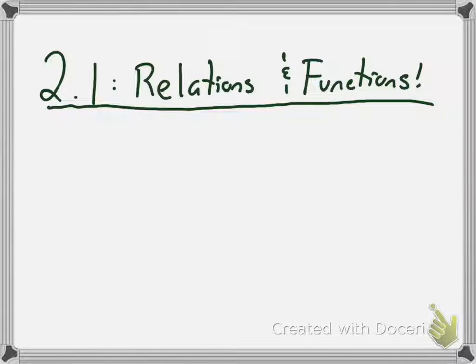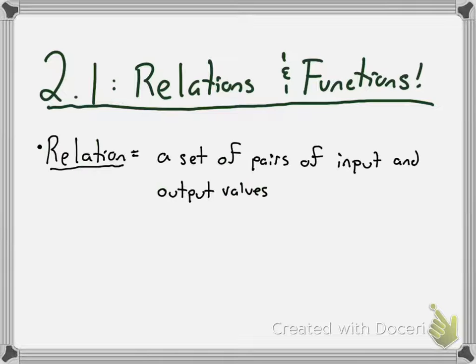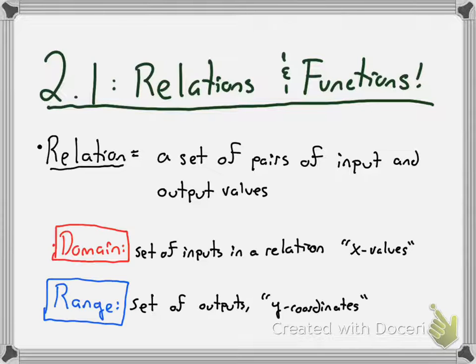In section 2.1, we're going to talk about relations and functions. So to start, just the basic definition of a relation is the set of pairs of input and output values. The main components of a relation are the domain, which you would think of as like your x values, and your range, which is the set of outputs, which are considered your y values.